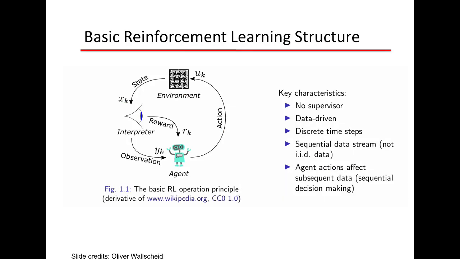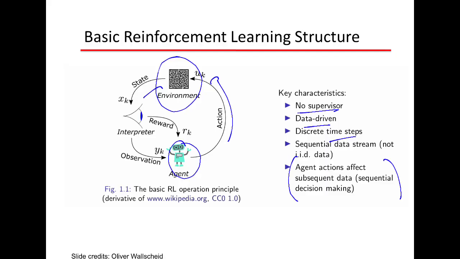So the key characteristics are there is no external supervision, all data driven, discrete time steps. And what we assume is that the reward comes later, right? So it's delayed by a time step. You take an action right now and the reward will come later. And actions also impact the state. So here's the environment, here's the agent. You take an action, the state changes, it leads to a reward, and then finally you observe the state and the reward.